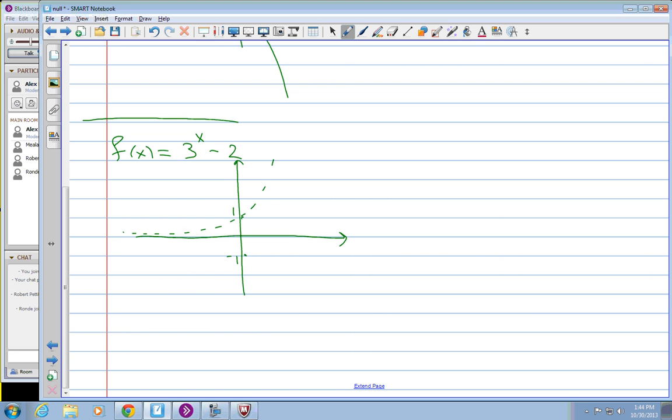Where will be the horizontal asymptote? At negative 2, right? So this will be the horizontal asymptote. So the graph looks like that. But this x-intercept will be very hard to find for us, okay? Because how do we find the x-intercept? You said y equal to 0, right? To find the x-intercept, set y equal to 0.